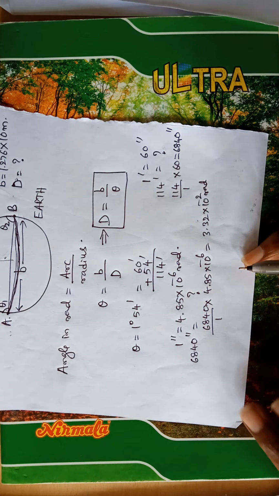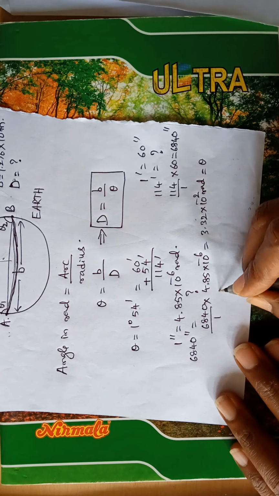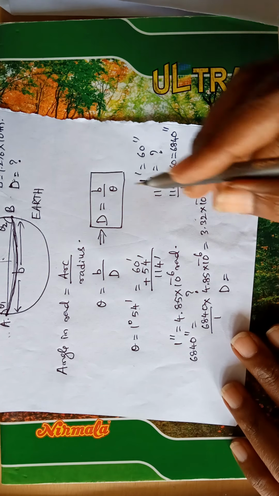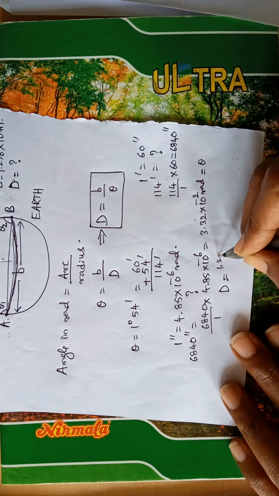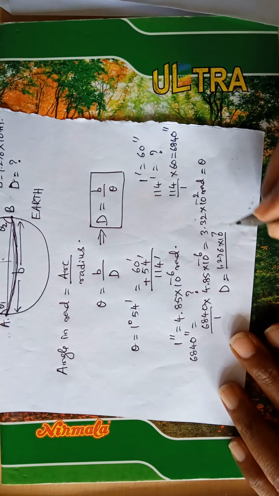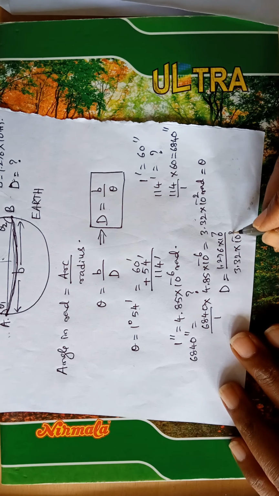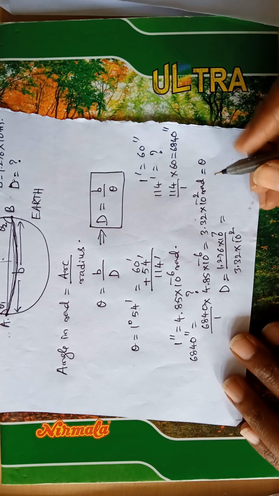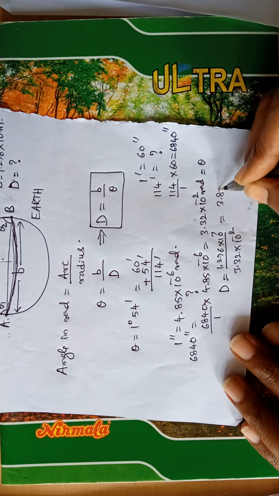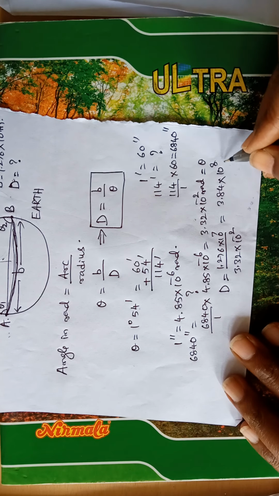Okay. Now capital D. Capital D is equal to B. B value 1.276 into 10 power 7 divided by theta value 3.32 into 10 power minus 2. That is equal to 3.84 into 10 power 8 meters.